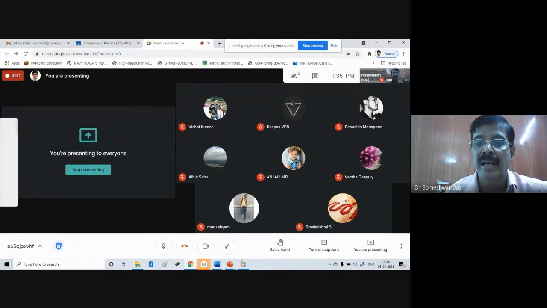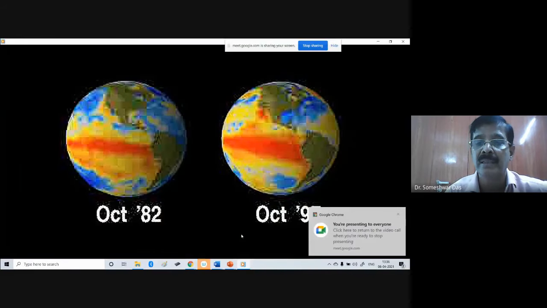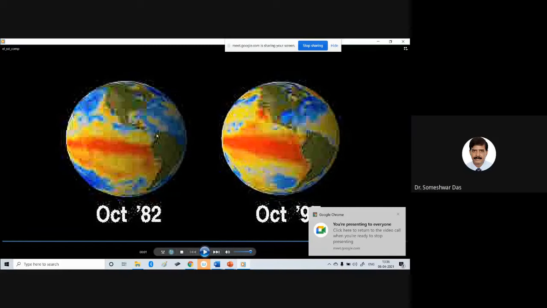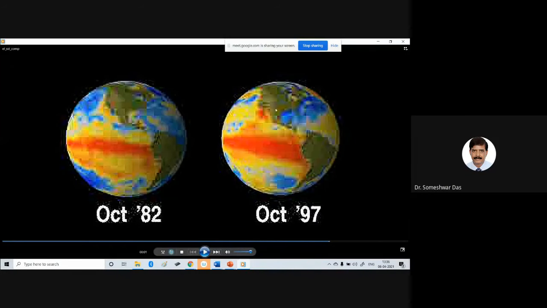I just asked you to ensure that you know what it is. You can see this is North America, and this is South America, and these are the SSTs simulated by the model. The red color indicates warming, and you can see the maximum red, deep red, is somewhere here.